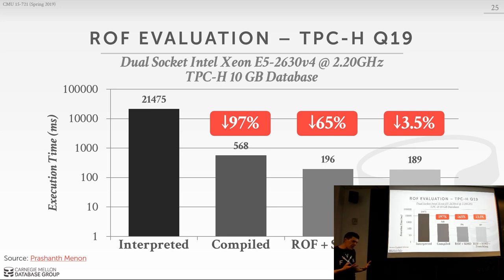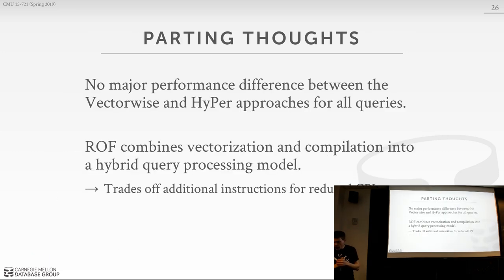So again, the main thing I wanted to show here is that you can do SIMD and compilation together. For the paper you guys read, they just didn't do that comparison. It is what it is. Okay. So to finish up, the Vectorwise versus HyPer, is one approach better than another? The answer is no. It's inconclusive, right?